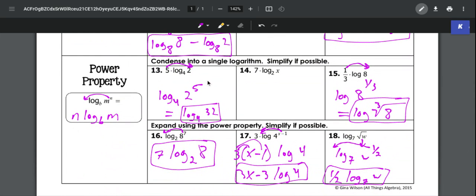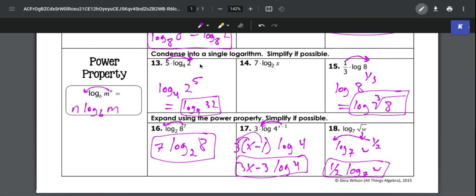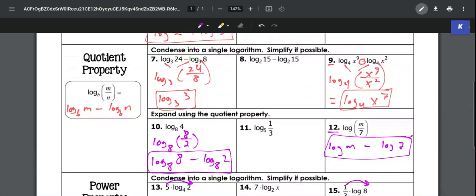So then our power property, I think, is the easiest part. If you have a number out in front multiplied and you want to condense it, that number now becomes your exponent. If you want to expand it and you have an exponent, now that exponent becomes your lead coefficient, or it's just out in the front multiplied by your logarithmic equation. So we'll do some examples of these in class, but that's going to be all for this video.